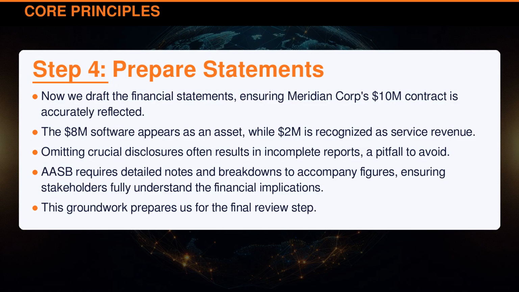Now we draft the financial statements, ensuring Meridian Corporation's $10 million contract is accurately reflected. The $8 million software appears as an asset, while $2 million is recognized as service revenue. Omitting crucial disclosures often results in incomplete reports, a pitfall to avoid. AASB requires detailed notes and breakdowns to accompany figures, ensuring stakeholders fully understand the financial implications. This groundwork prepares us for the final review step.